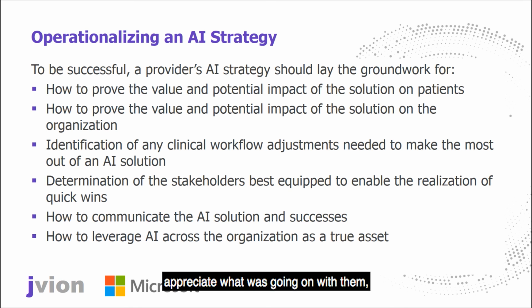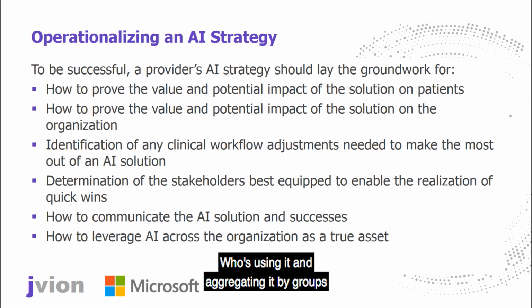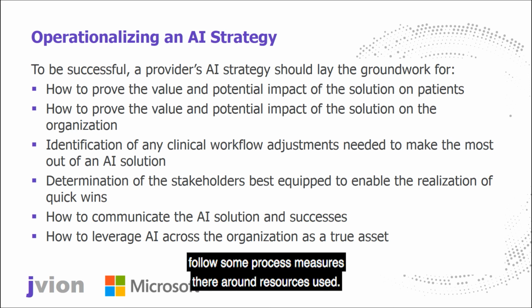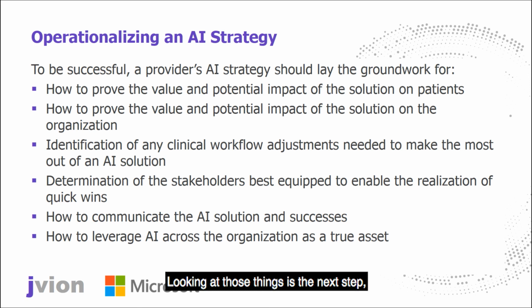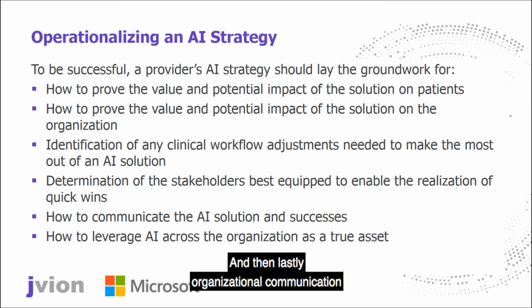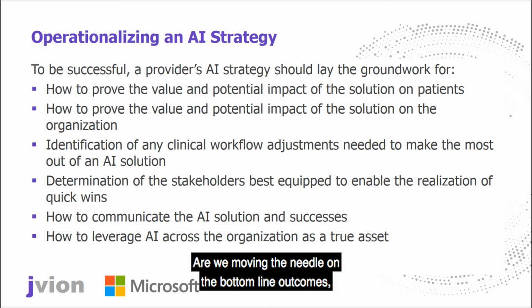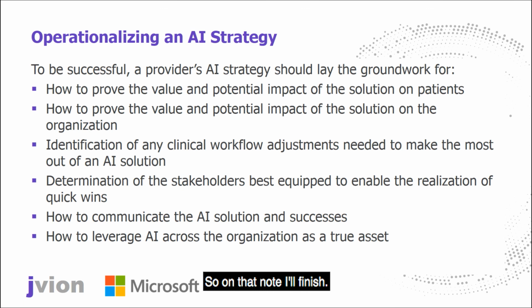First of all, the earliest communications around success are anecdotes. We saw this patient and didn't appreciate what was going on with them, and we looked at them differently. We took these actions, and we're convinced that this was a different outcome for this patient. It's a patient story, and those anecdotes are the earliest wins. What follows is communication around successes around adoption. Who's using it, and aggregating that by groups, and as you're getting usage, you can follow some process measures there around resources used or reduction in work effort around certain processes. Looking at those things is the next step when it comes to communication. And then lastly, organizational communication that really looks at outcomes. Are we moving the needle on the bottom line outcomes, which are quality, cost, and patient satisfaction, patient experience? So on that note, I'll finish.